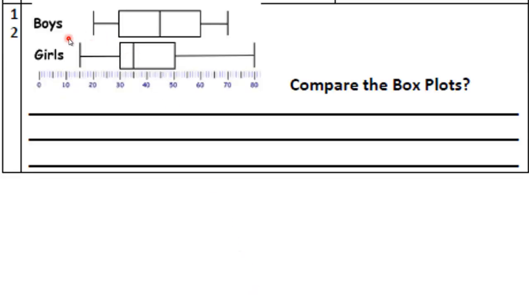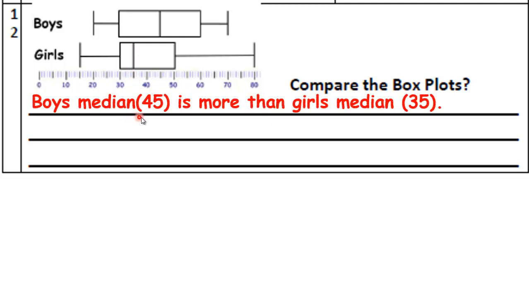Okay, going on to question 12. We want to compare the box plots. If I think about the median, the median for the boys is 45, the median for the girls is 35. So I could simply write the median for boys is greater than the median for girls. Make sure I put the numbers in, 45 and 35.